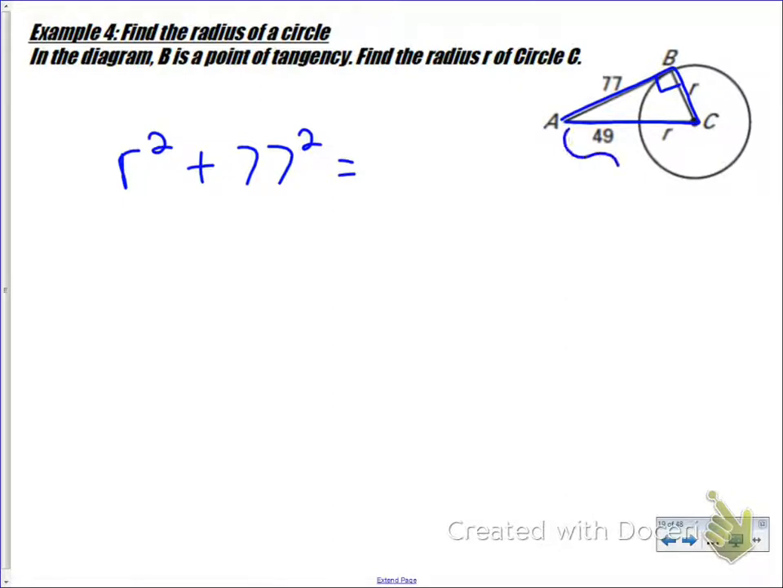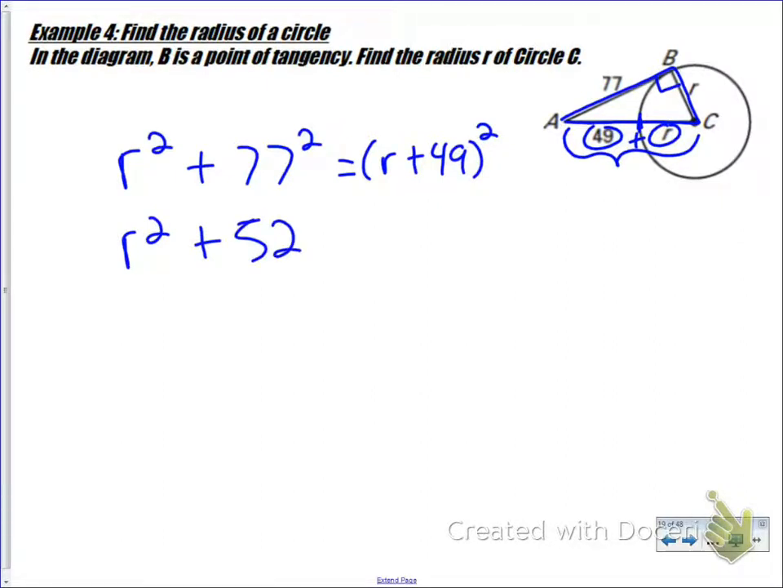Now my hypotenuse is going to be this entire length of AC. The radius goes from C to the end of the circle right here, and then from there to A, that's going to be 49. These two things together make the hypotenuse, so I'm going to add them together. So r plus 49, squared, is going to be my hypotenuse. We can go ahead and simplify. 77 squared is 5,929.